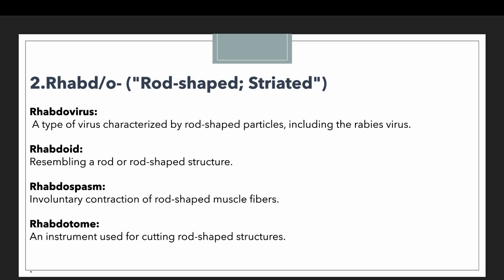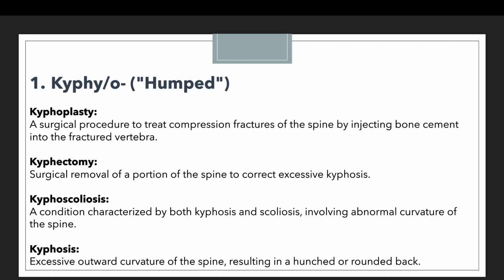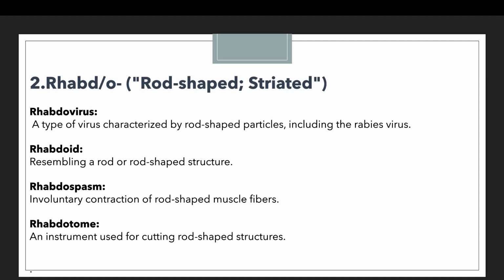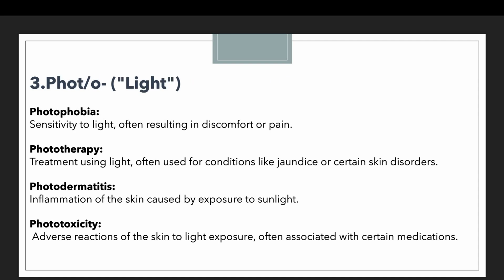So far we have discussed two prefixes. First is kypho, which is used to denote something as humped. Then we have rhabdo, which is used to denote something as rod shaped or straightened. Okay. Now the last prefix is photo. Now what is photo? You can say it is the most common prefix, because since our initial education we heard about terms like photosynthesis, right? So for that reason we use it for the same purpose, denoting something as light.